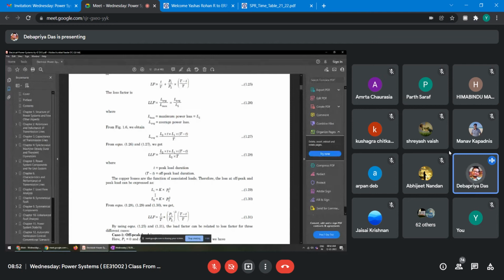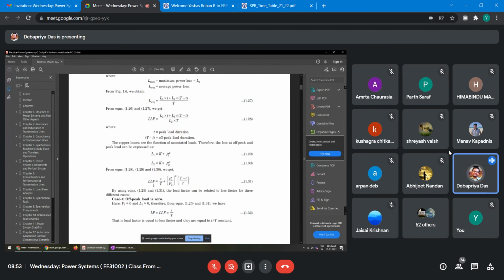So the loss at off-peak and peak load can be expressed as L1 equal to K into P1 square, and L2 equal to K into P2 square. I just told you that the loss is proportional to the square of the current, that is, the square of the load. If you substitute L1 equal to K into P1 square and L2 equal to K into P2 square in expression 1.8 and simplify, the loss factor will be t upon T plus P1 upon P2 whole square into capital T minus t upon capital T.